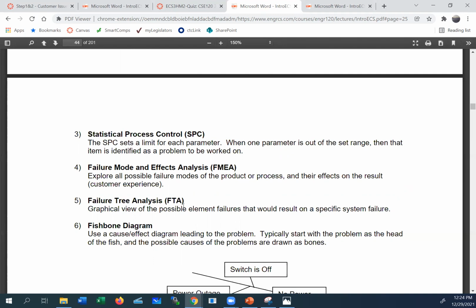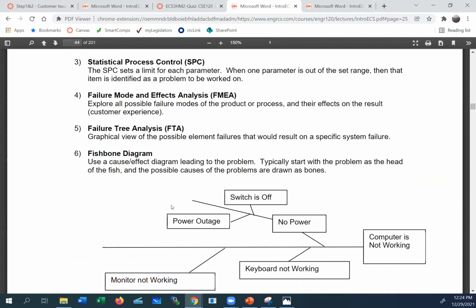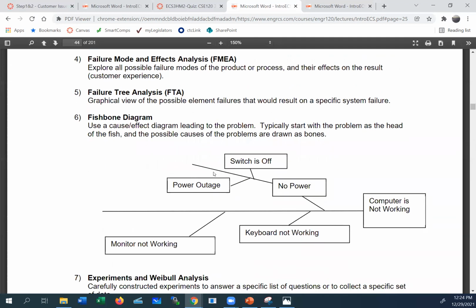And try to work your way back. Failure tree analysis is a little bit like the fishbone diagram, where it's a graphical view of how failure of one element can result in other elements. It's kind of a forward view of a fishbone. The reason I call it fishbone is that it's a little like the bones in a fish, if you look at it the right way.